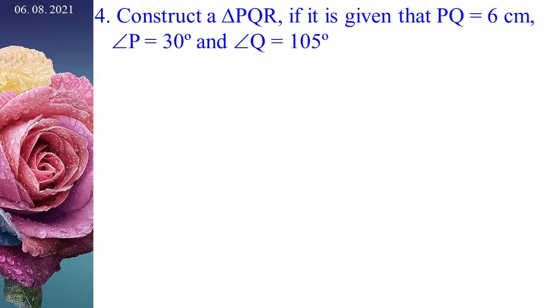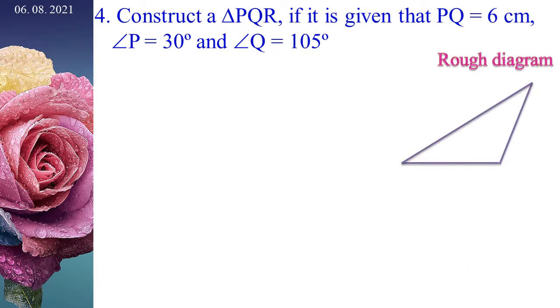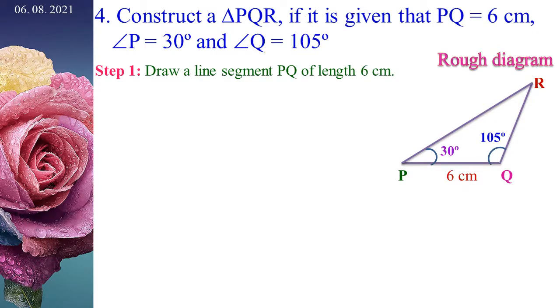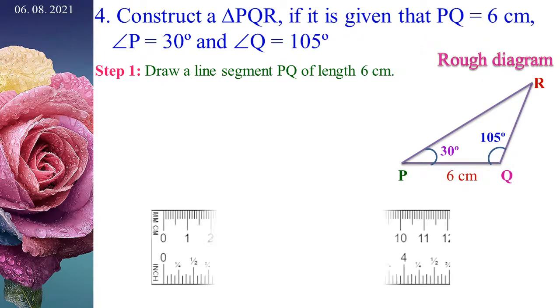4. Construct a triangle PQR if it is given that PQ equal to 6 cm, angle P equal to 30 degrees and angle Q equal to 105 degrees. As you know very well, here one side and two angles of the measurement are given. Before starting the construction, first we will draw a rough diagram. Triangle PQR, PQ equal to 6 cm, angle P 30 degrees, angle Q 105 degrees. Step 1. Draw a line segment PQ of length 6 cm.